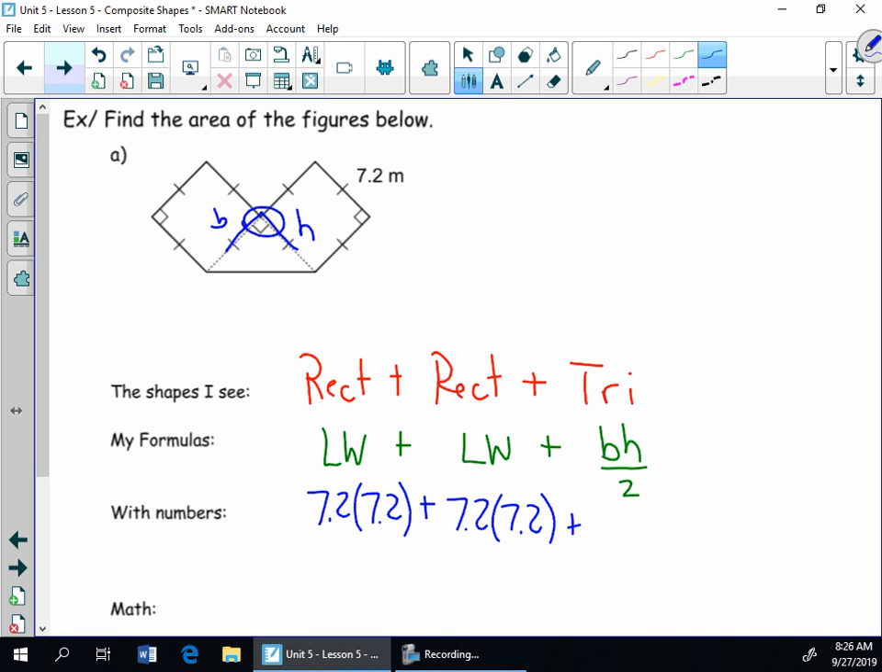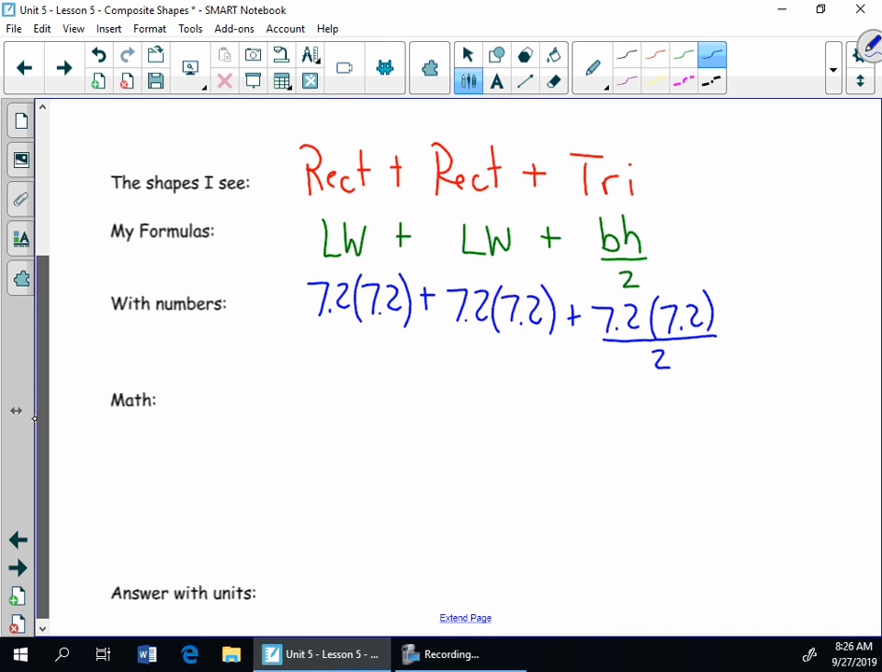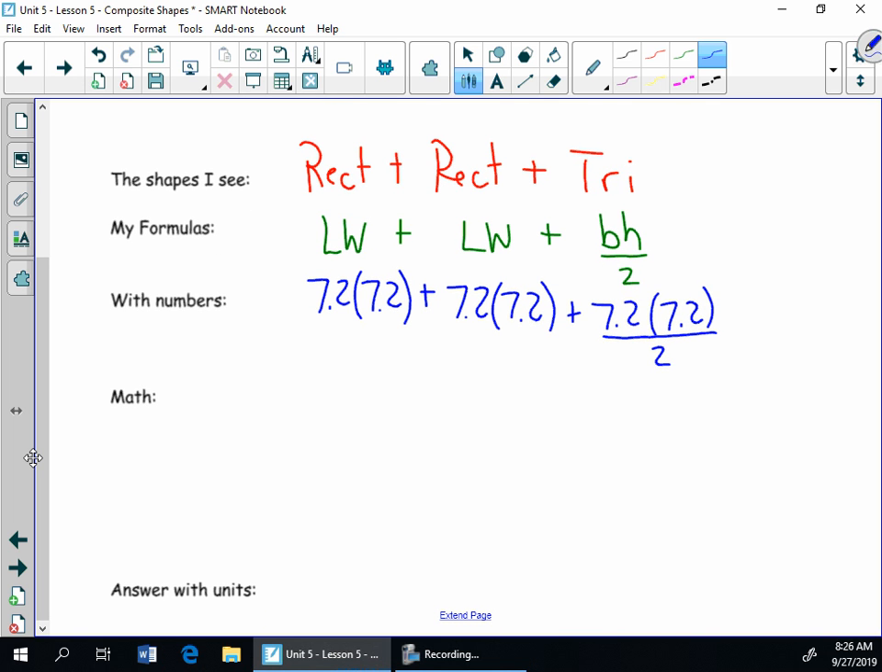Well, what's nice about those? We got those dashes again. So this last one, I got 7.2 times 7.2. But over here, don't forget, we have to divide by 2. Okay, so I'm just filling in the parts and pieces as they go. Time to do the math now. What is 7.2 times 7.2?